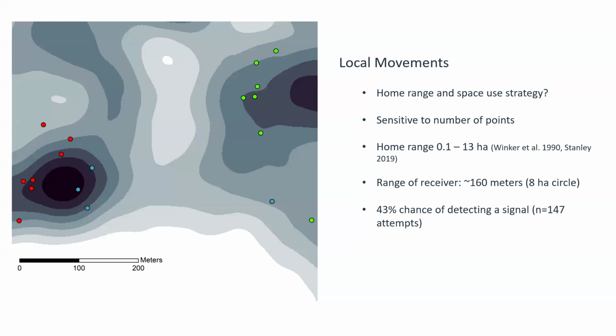If you look at the literature, wood thrush home ranges are estimated to be anywhere from 0.1 to 13 hectares. But I suspect even larger at times. Meanwhile, we tested the range of our manual receiver in the forest, and it was about 160 meters. So we ended up with a 43% chance of going out and relocating a radio tagged wood thrush manually.